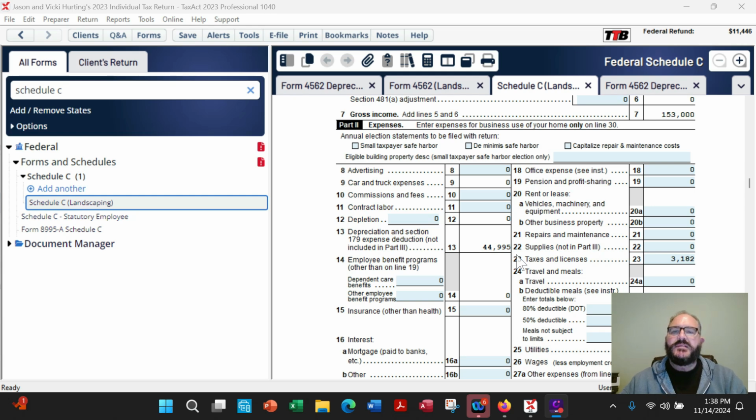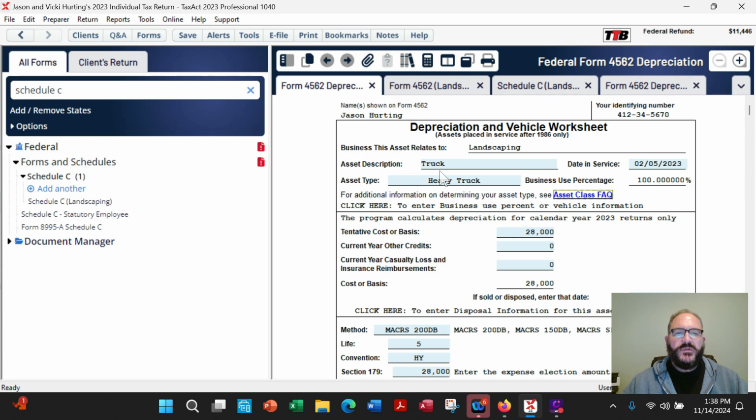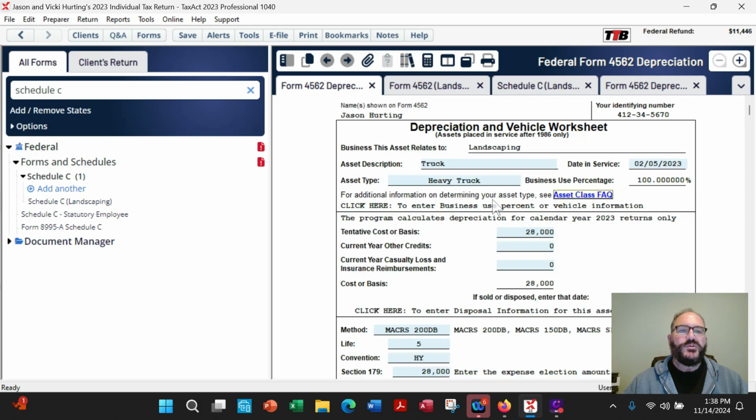All right, folks, back to this tax return. By the way, I ran into a little trouble with this Section 179. Let me just show you. Okay, so you see this truck right here? Make sure you put it in as a heavy truck. If not, it does something else different with it. It puts it in for regular depreciation.